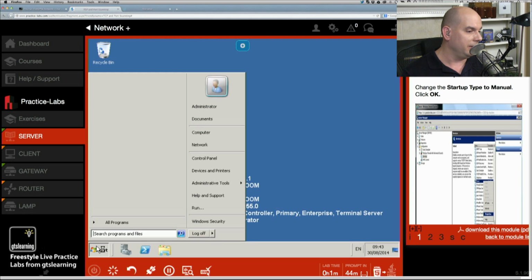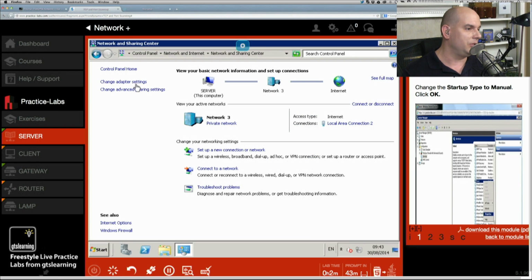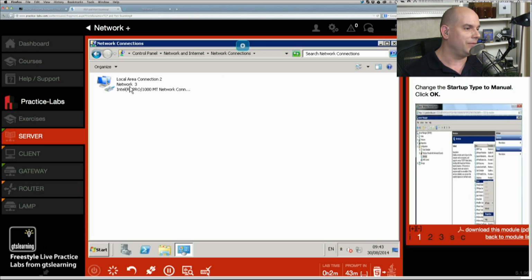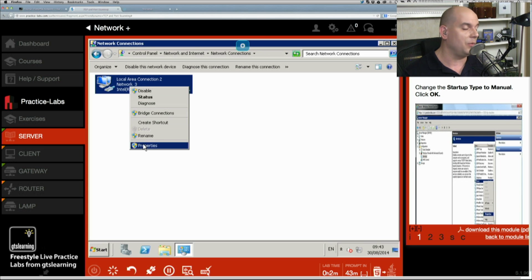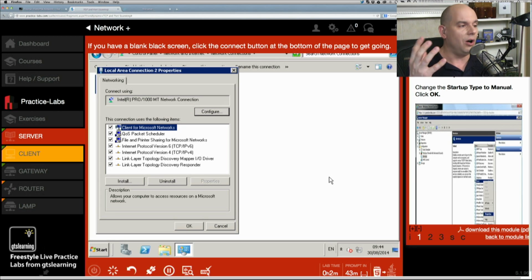There's no lag here. It's like I'm sitting right in front of the device. Go to the control panel. Let's view the network status and tasks. I can go to the adapter settings page. I can view the adapter settings. It's as if I've got Windows running right in front of me, because really I do. It just happens to be somewhere else. All of this is built into the browser. All of the labs are here for all of the different Network Plus hands-on requirements.